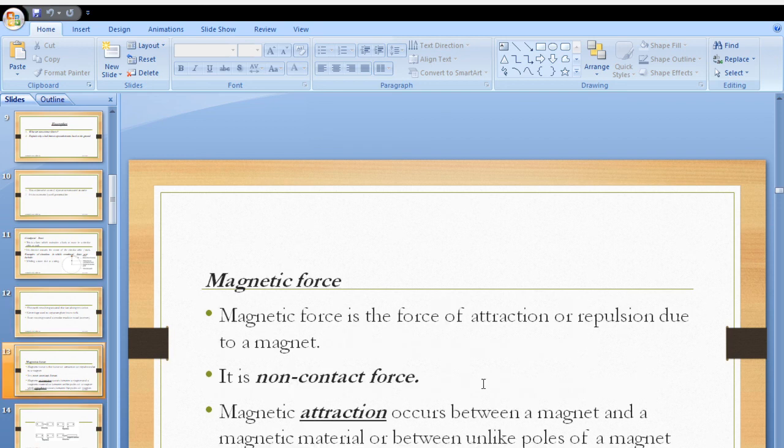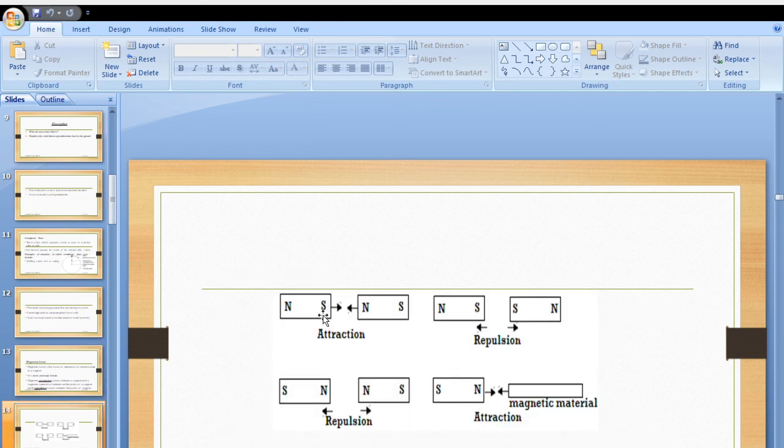Let's look at magnetic force. Magnetic force is the force of attraction or repulsion due to a magnet. It is a non-contact force. Magnetic attraction occurs between a magnet and a magnetic material or between unlike poles of a magnet, while repulsion occurs between like poles of a magnet. For example, look at this: north and south attraction, south-south repulsion, north-north repulsion. The north pole of a magnet can attract a magnetic material. Also the south pole can attract a magnetic material. That is it.